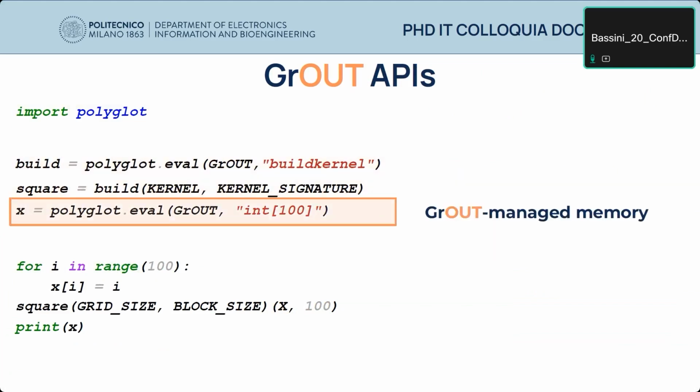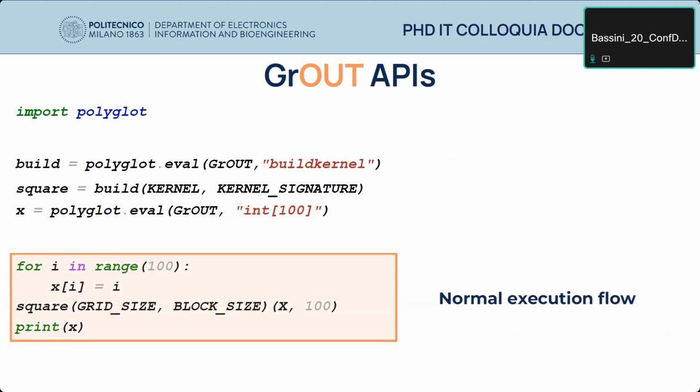Given the fact that we are a library, you need to allocate memory regions within our library, so you need to pass through us. But then you can use your hardware accelerators as a normal execution flow. So you can initialize those memory regions, start a kernel as a normal function call, and then print the results.